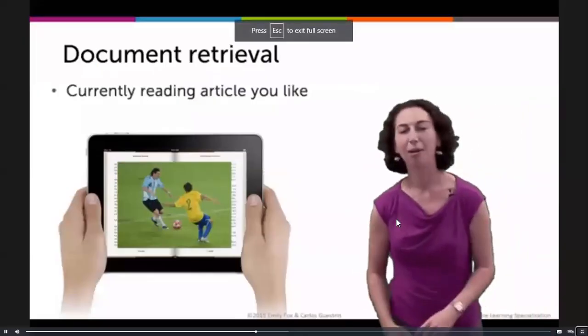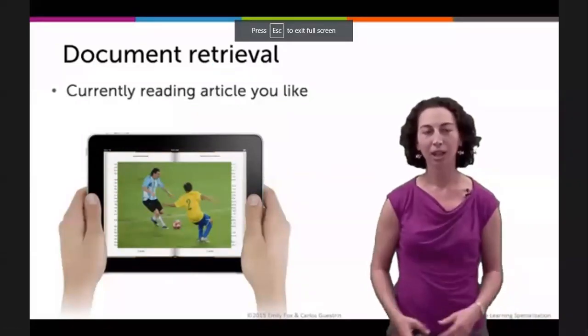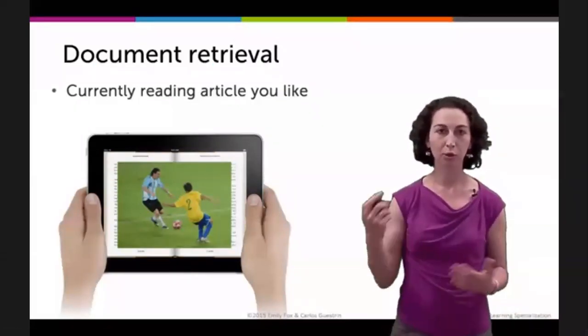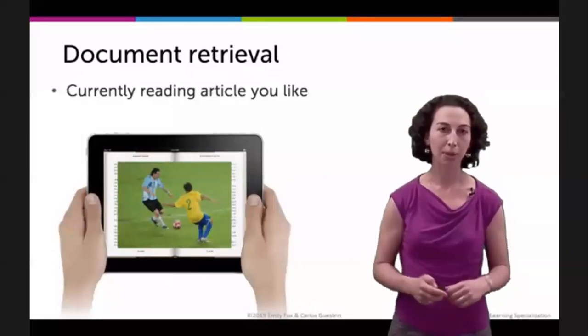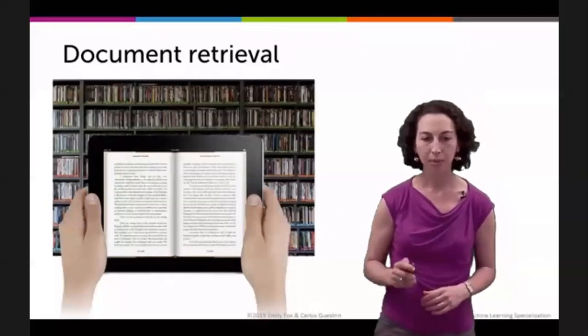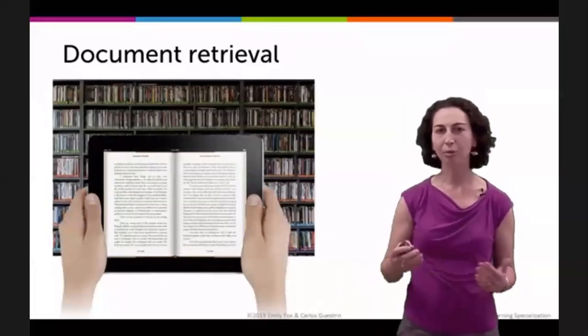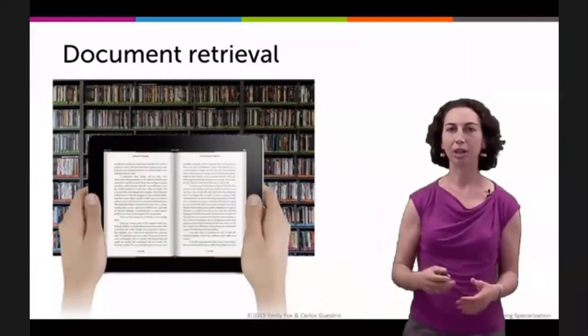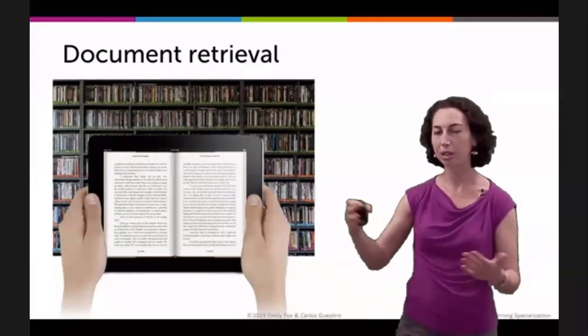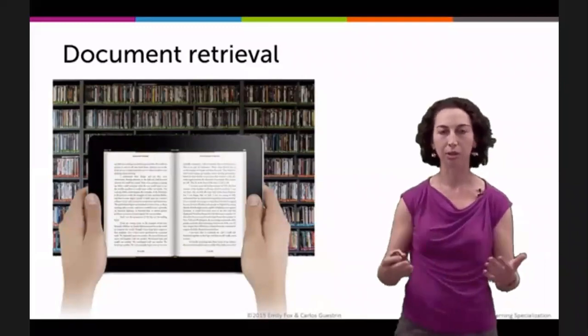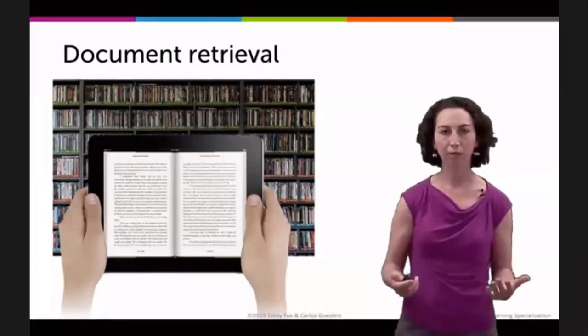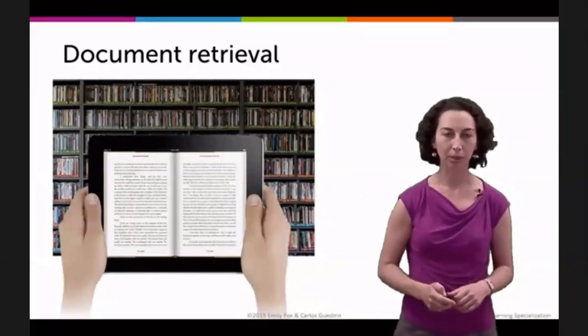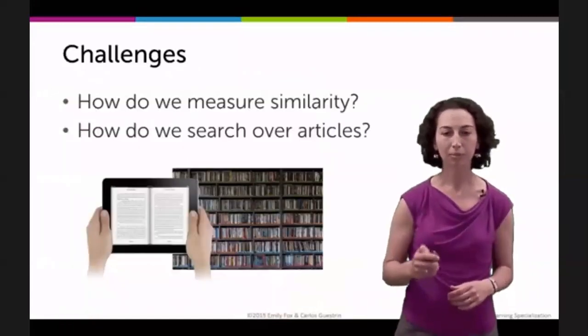Okay. But the point is that he likes this article. And what we'd like to do is retrieve another article that he might be interested in reading. But the question is, how do we do this? There are lots and lots of articles out there, and I can't expect him to go and read each of them and say, yes, he's interested, or no, he's not. So we'd like to think of a way to automatically retrieve a document that might be of interest to him.